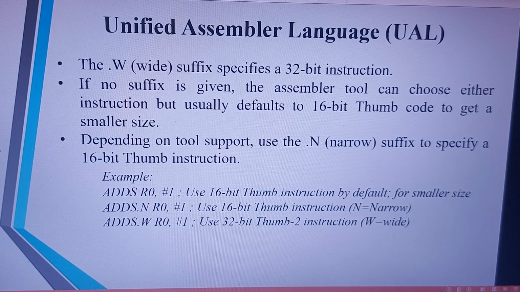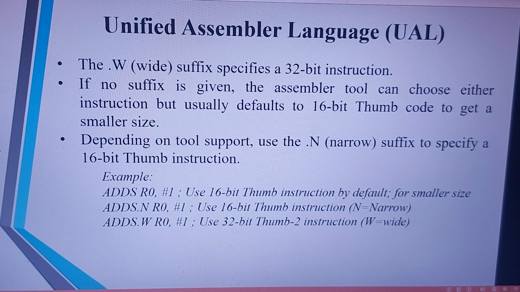However, depending on the tool support, some tools also support another type of suffix, that is .n, which is narrow. So .w is wide and .n is narrow. But .n is not supported by all the tools, only a few tools support it. Here in the example, ADDS R0, #1 uses a 16-bit Thumb instruction by default, because we have not mentioned any suffix.